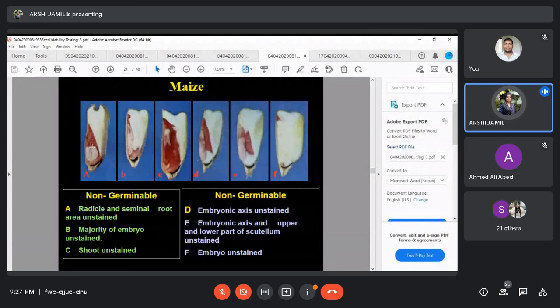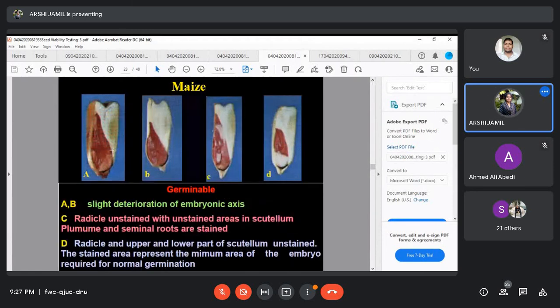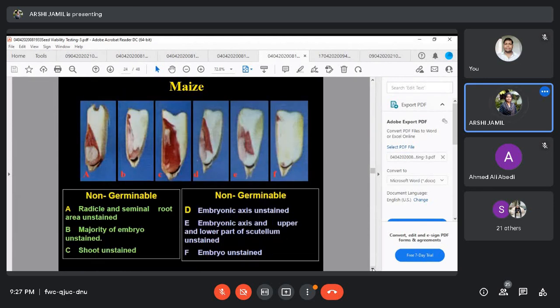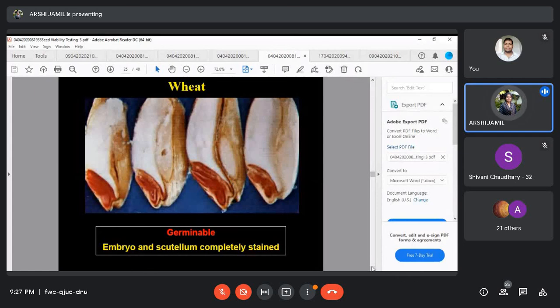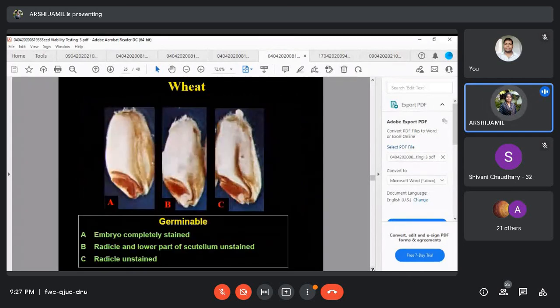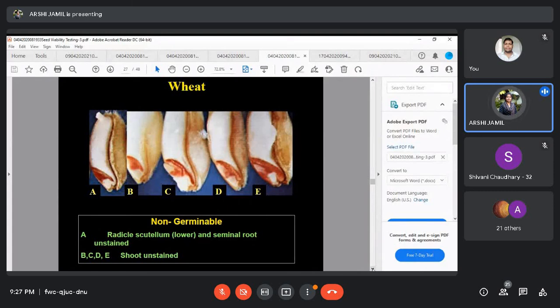Here you can see some white spot. Can you see it on the screen? The white spot here in figure A, and here there is no white spot. Can you see it or not? Yes, ma'am. So it shows that if there is a white spot, then the seed is not germinable, and accordingly different crops have different color absorption, which shows whether they are viable or not.